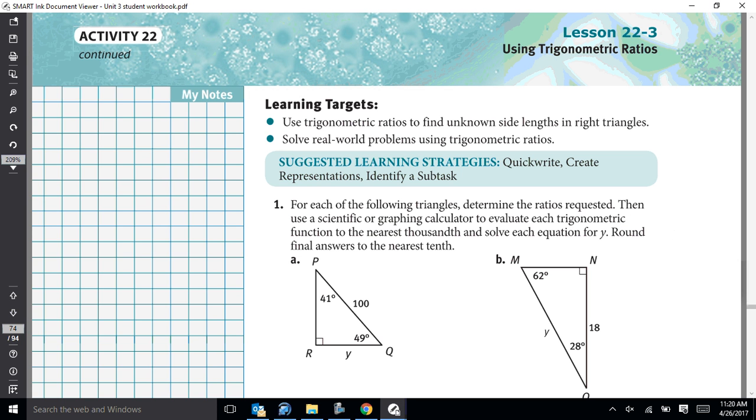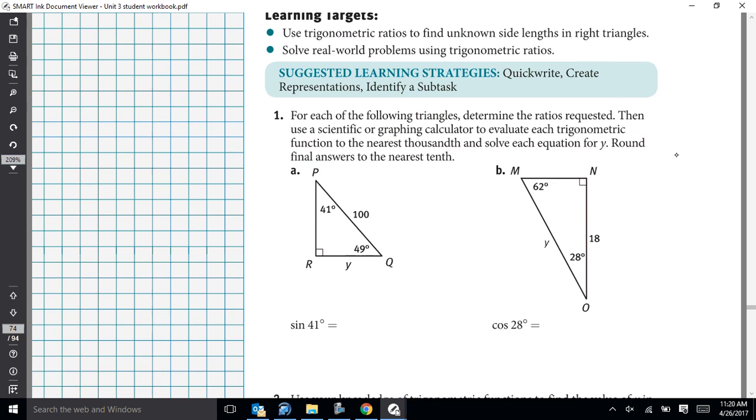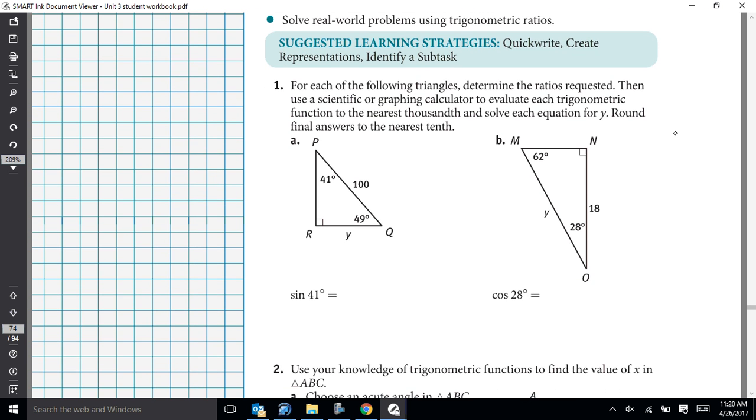Alright, so lesson 22.3, using trig ratios. Use trigonometric ratios to find unknown side lengths in right triangles. Solve real-world problems using trigonometric ratios. For each of the following triangles, determine the ratio requested. Then use a scientific or graphing calculator to evaluate each trigonometric function to the nearest thousandth and solve each equation for y. Round final answers to the nearest tenth.